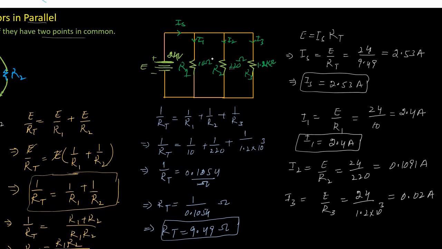So from this we can easily see that the lower the resistance, the more current will flow through that resistor in the parallel connection. So through the 10 ohm resistor, 2.4 amperes of current is flowing, and through the 220 ohm resistor, 0.1091 amperes of current is flowing, and through the third resistor the least current is flowing, because the resistance value of this third resistor is much higher compared to the first and the second resistor.